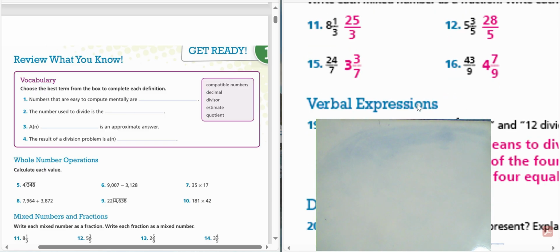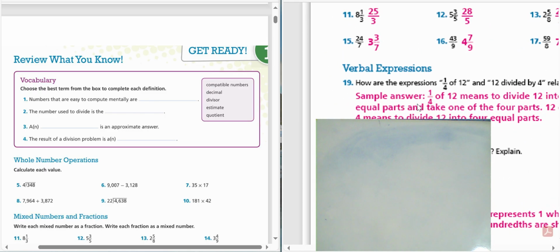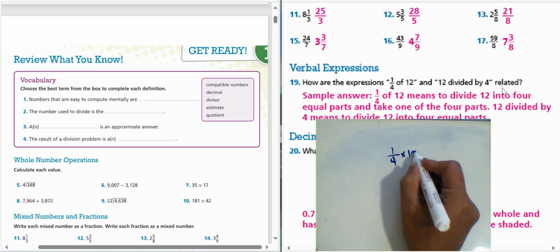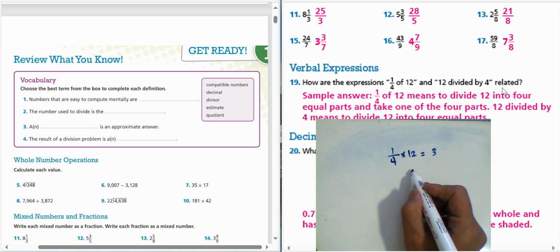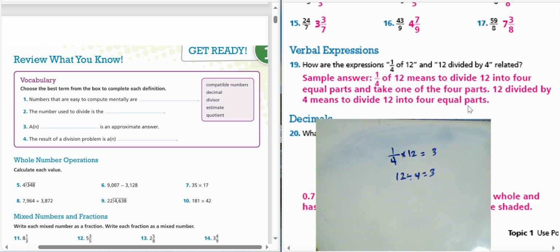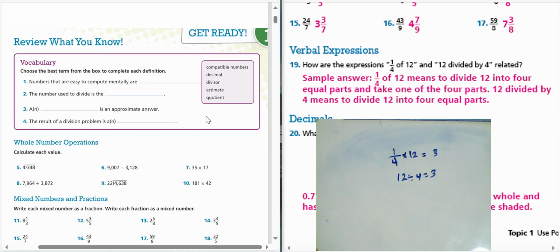And next question, vocabulary expression. Question 19. How are the expressions one fourth of 12 and 12 divided by 4 related? We have one fourth of 12, it means 12 divided by 4 equals 3, and also 12 divided by 4 equals 3. They are equivalent. One fourth of 12 means divide 12 into 4 equal parts and take one of the 4 parts, and 12 divided by 4 means to divide 12 into 4 equal parts. Decimal number here.